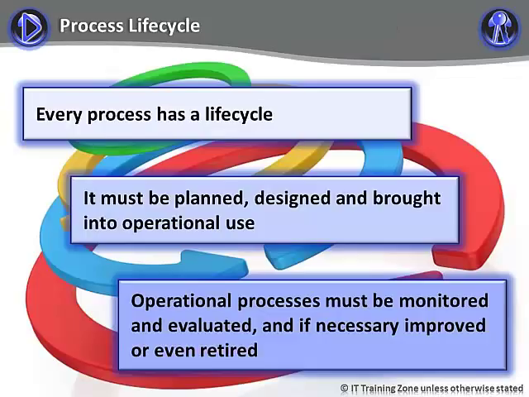Okay, that completes our examination of the Good Practices enabler dimension. The last dimension we need to look at is the life cycle dimension. Every process has a life cycle. It must be planned, designed, and brought into operational use. Operational processes must be monitored and evaluated, and if necessary, improved or even retired. The COBIT 5 process assessment model can help you to manage this life cycle. You'll learn about it in Module 5.